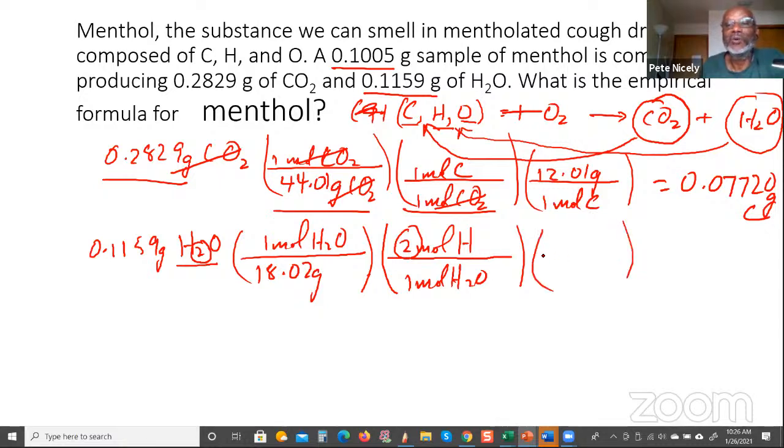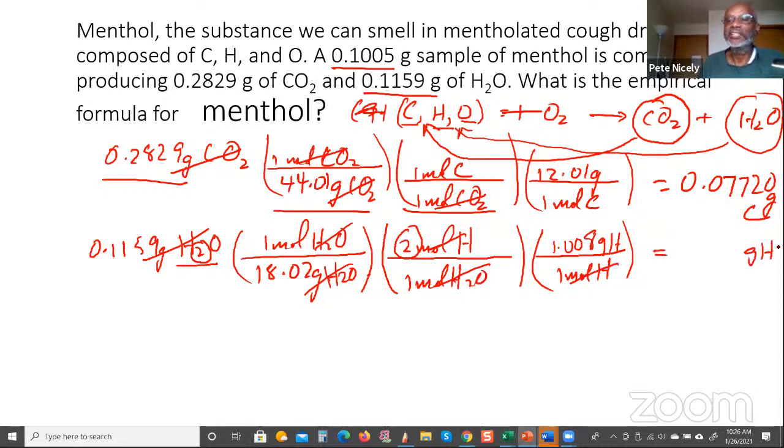And then the next step is where you convert the moles of hydrogen to mass. So you're going to put 1 mole of hydrogen here and 1.008 grams of hydrogen above. Of course, you're going to have some unit cancellations here. Moles of hydrogen will cancel out as well as the moles of water, so the only unit here would be the grams of hydrogen. According to my calculations, 0.1159 divided by 18.02 times 2 times 1.008 is equal to 0.01297.